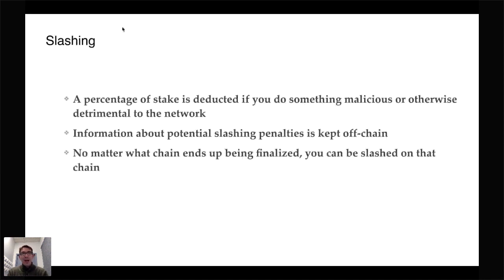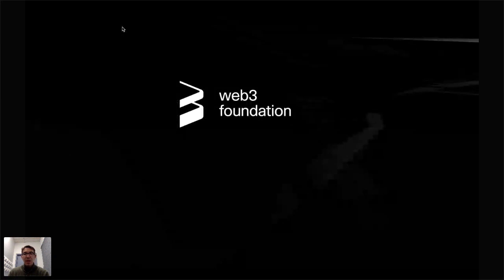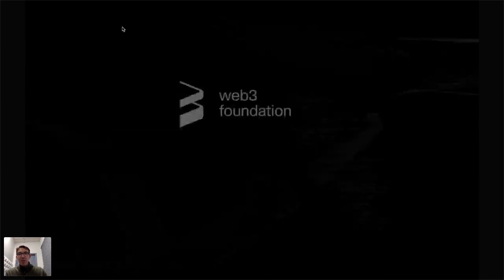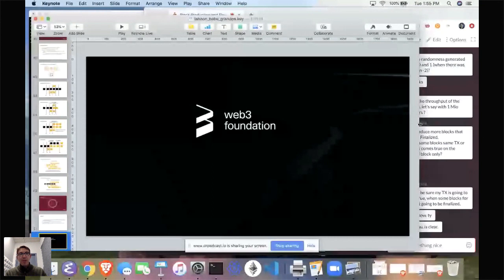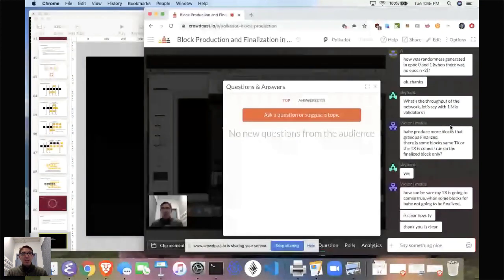But it turns out that no matter what chain ends up being finalized, because of this design, you can be slashed on that chain. And this has actually been proven. If you go to research.polkadot.network and read the Grandpa paper, you can see how we can make sure that things are slashed if you try to equivocate, no matter what chain you use. All right, so that was the last thing I wanted to mention. I talked more about slashing in my running a validator talk, but I did want you to know that it's not that we just trust that people are going to follow all of these protocols out of the goodness of their heart, but rather they're putting up their own stake and it can be taken away from them if they try to cheat.